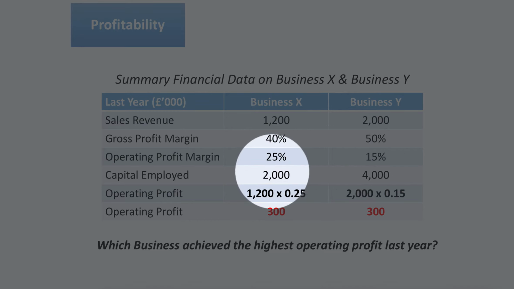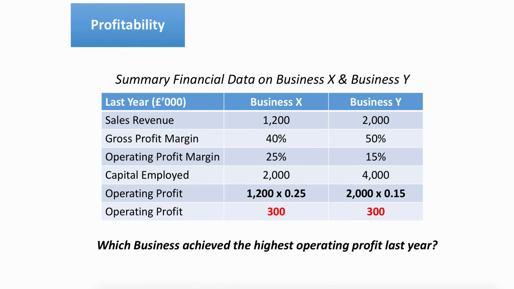And it also has much lower capital employed. So actually, business X would have a much higher return on capital employed. So the operating profit margin is a good measure of the efficiency of the business. Business X's sales are lower than Y, but it's able to achieve the same profit because it's more profitable in terms of its profitability margin.